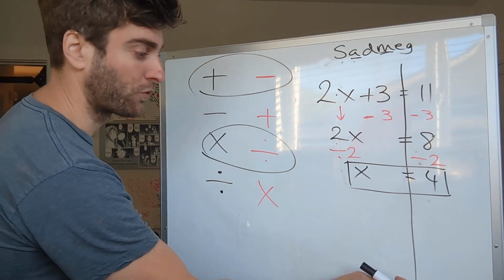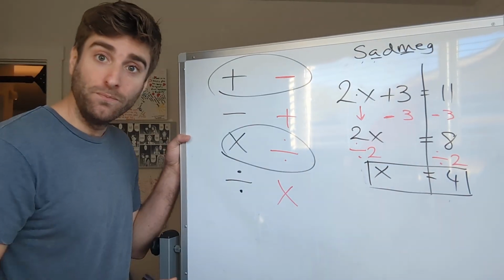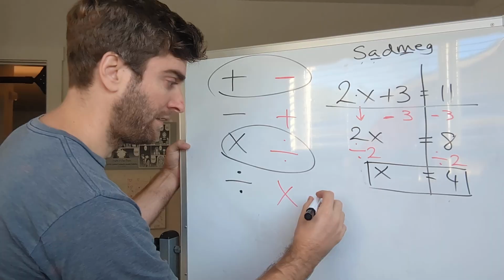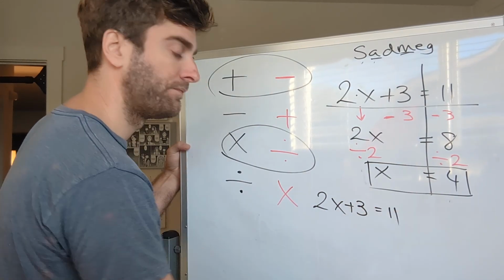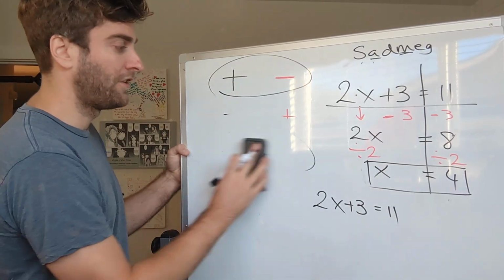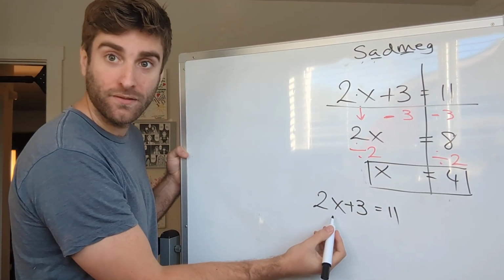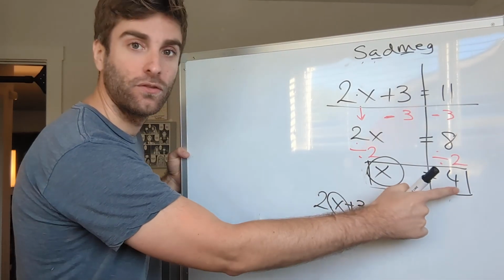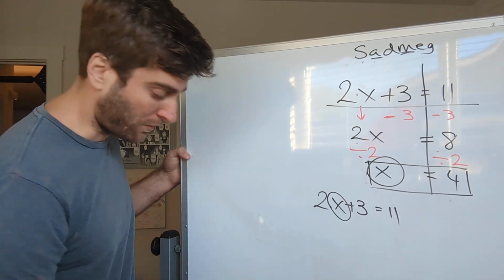Often, you'll be asked to check your work, and I want to show you really quickly how to do that. So what we do is we take that original equation and we write it again. 2x plus 3 equals 11. But instead of using x, what could I use instead for x? Well, I know that x equals 4. So instead of x, I can replace it with the number 4.